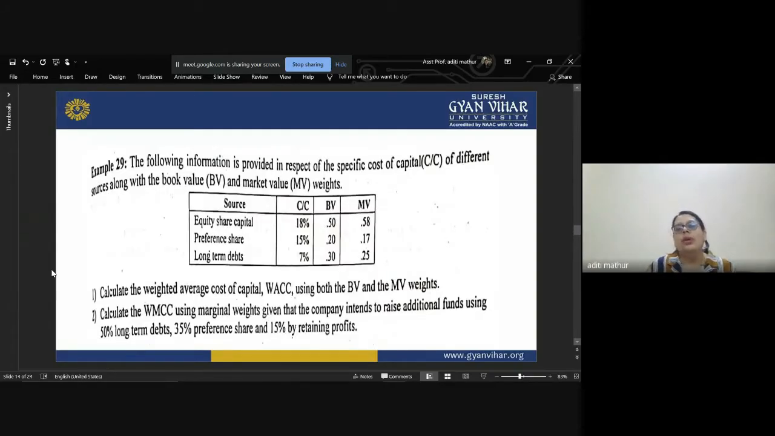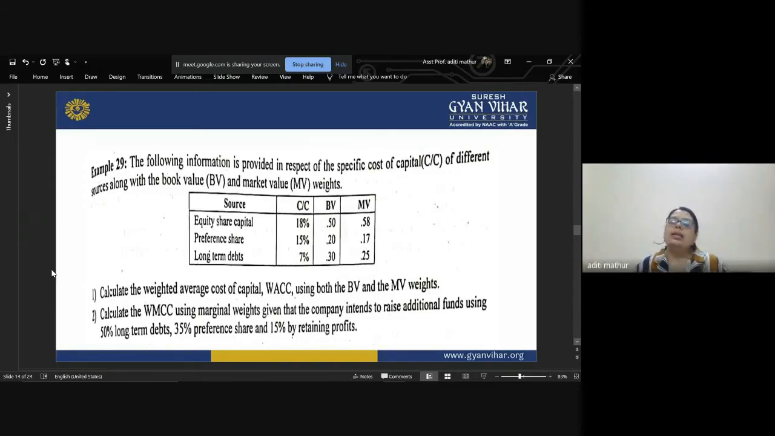Let us solve this question. In example number 29, the following information is provided in respect of specific cost of capital of different sources along with the book value and the market value. They have equity share capital, preference share capital, and long-term debts. The overall cost is given and the weights also are given to us directly, that is the weight of the book value and the market value. So you don't have to calculate the weight. They have already given it to you. You have to just multiply it and get the overall cost of capital.